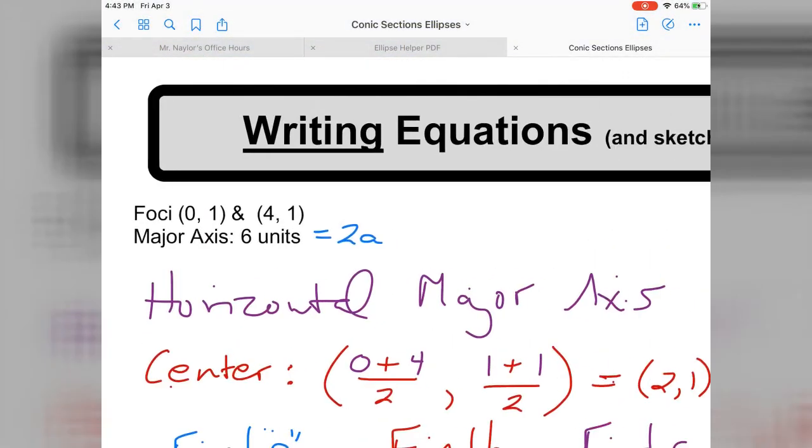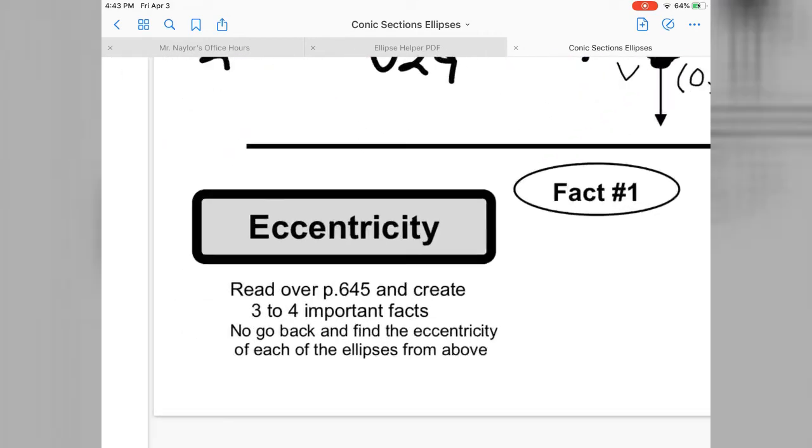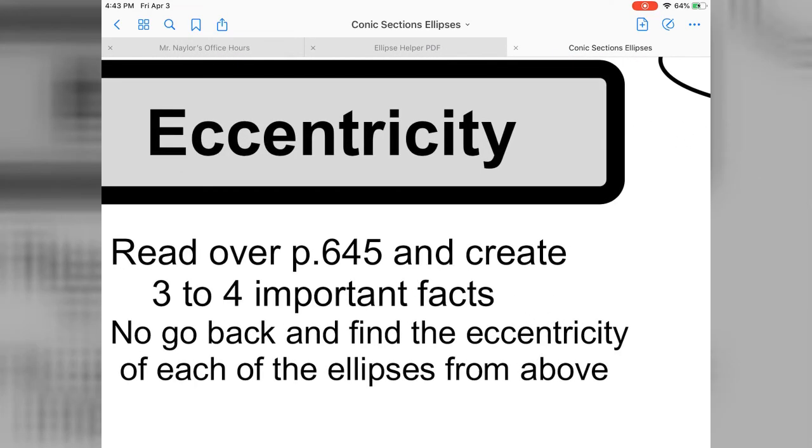And what I'd like you to do is, as it says, actually take a moment and read page 645. This would be a good time to pause the video and see if you can find a few facts, write them down, and I'll meet you back here in a few moments to wrap this up.